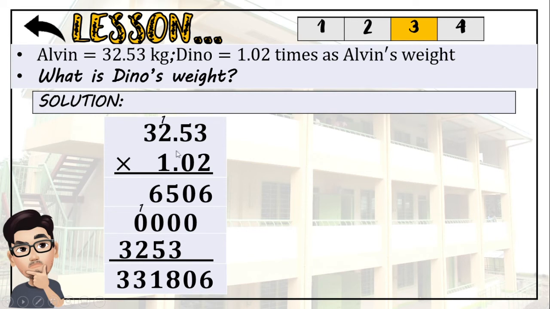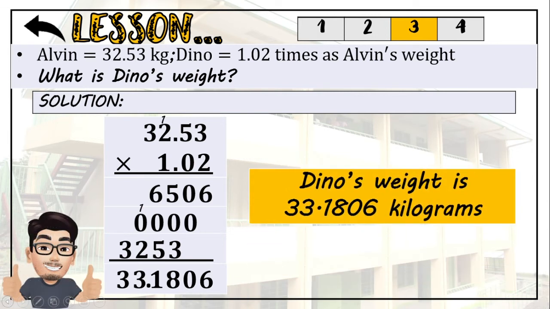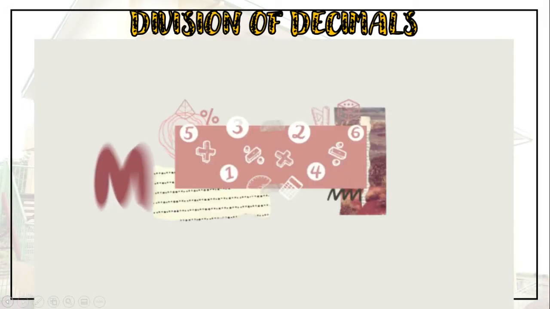So, after this, we look at the decimal places dun sa ating mga numbers na minultiply. So, 1, 2, 3, 4. So, we will move the decimal point from sa dulo 4 places pa kaliwa. So, our decimal point will be here, and our answer is 33 and 1,806 10,000s. Ibig sabihin, Dino's weight is 33 and 1,806 10,000 kilograms. Okay? Let's now proceed to division of decimals.